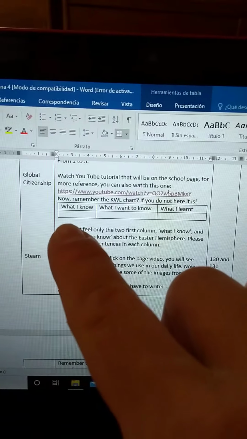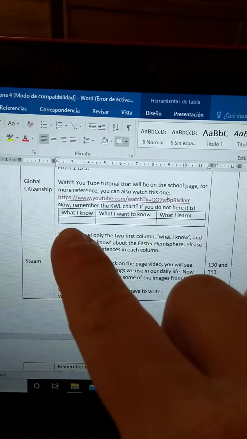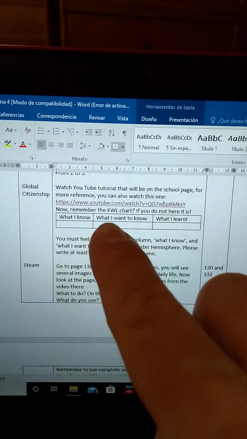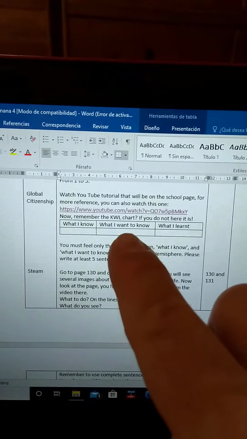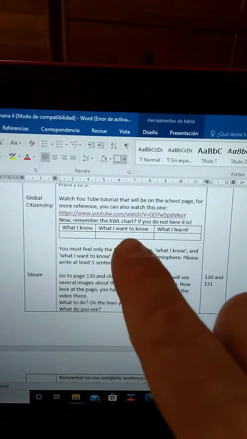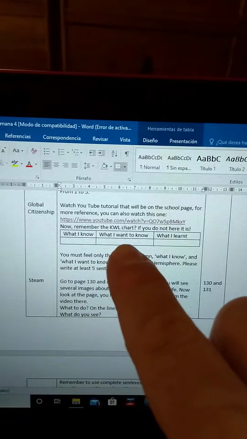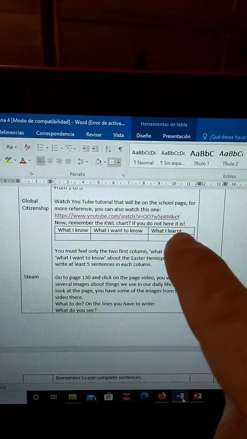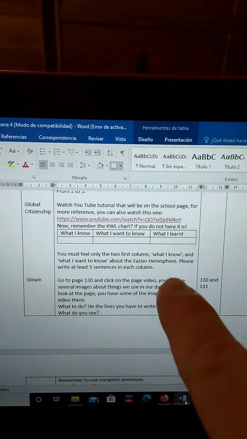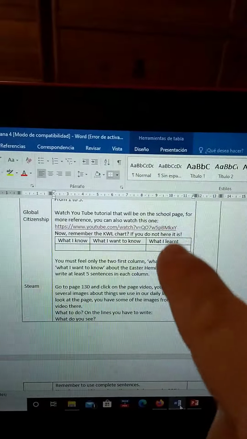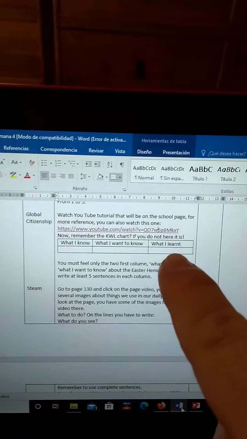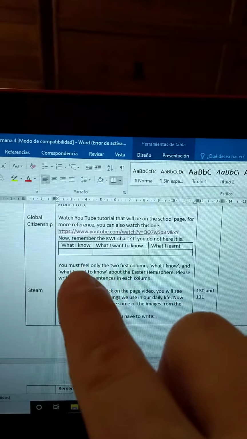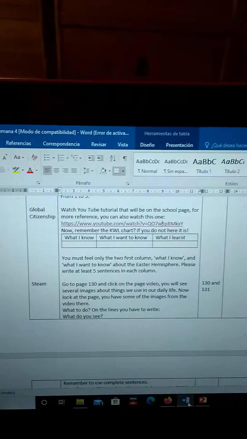You have to write 5 things, complete sentences. What do I know about it? And then you're going to write what I want to know. What would you like to know about the Eastern Hemisphere? 5 things, 5 questions. And you don't answer this one yet, what I learned. We're going to answer it at the very end of global citizenship. So right now, we're only going to answer what I know and what I want to know about the Eastern Hemisphere. Okay, think about it.